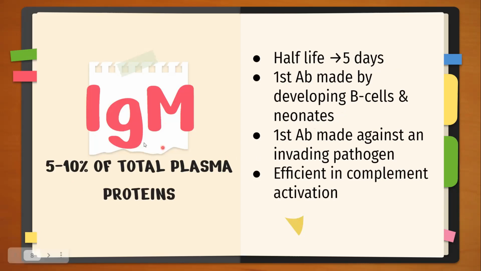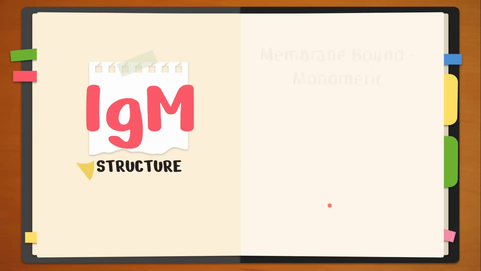It is also more efficient in activating the complement system than your IgG antibodies. And what is the reason? Because for activating complement, you need two Fc regions, okay, two Fc regions in close proximity. Therefore, this is basically found to be more efficient.